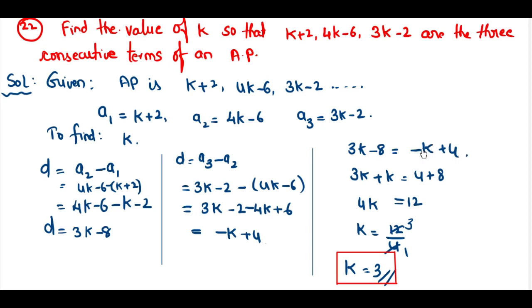Bringing all the k's together, we get 3k minus k, upon transposing it becomes plus k, that is equal to 4 minus 8, upon transposing it will become plus 8. So 3k plus k gives us 4k, and that is equal to 8 plus 4 is 12. 4 here is multiplying, upon transposing it will go into the denominator. So 12 by 4 gives us 3. So the required value of k is 3.